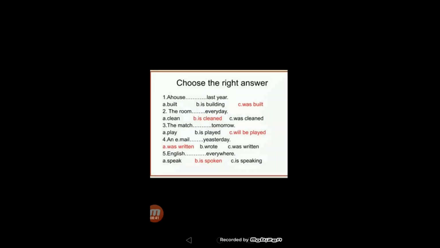Let's revise our answers. Number 1, a house was built last year. Number 2, the room is cleaned every day. Number 3, the match will be played tomorrow. Number 4, an email was written yesterday. Number 5, English is spoken everywhere.